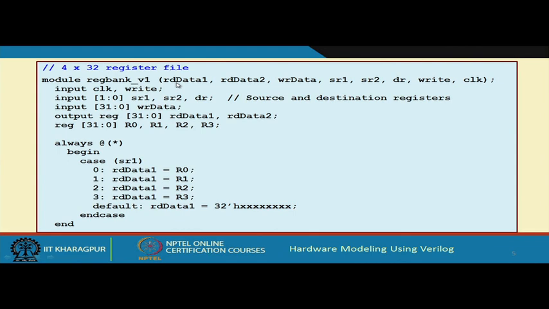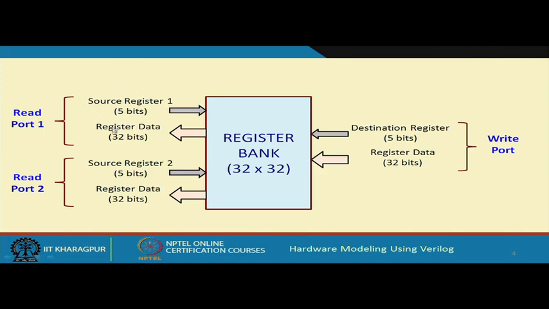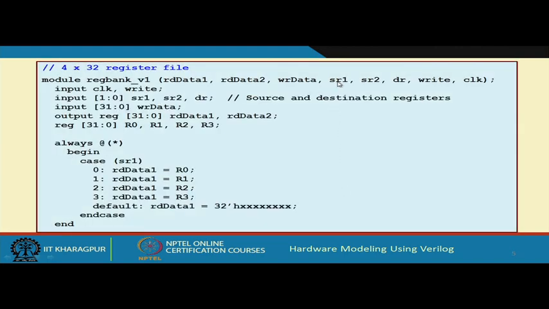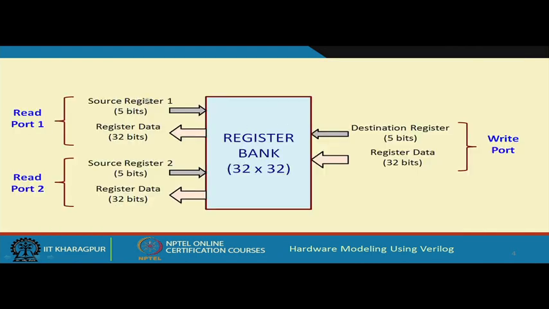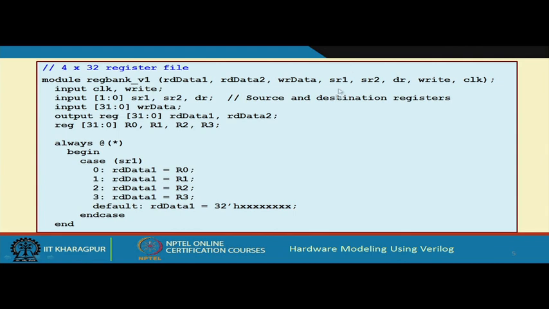In our register bank, there are 2 read ports and 1 write port, as I said. Read data 1, read data 2, write data. So, what are these 3? This is read data 1, read data 2 and this is write data. And we have source register 1, source register 2 and destination register. These are all. So, in this case, because there are 4 registers, these will be 2 bits each, and of course, write and a clock, because read is by default.